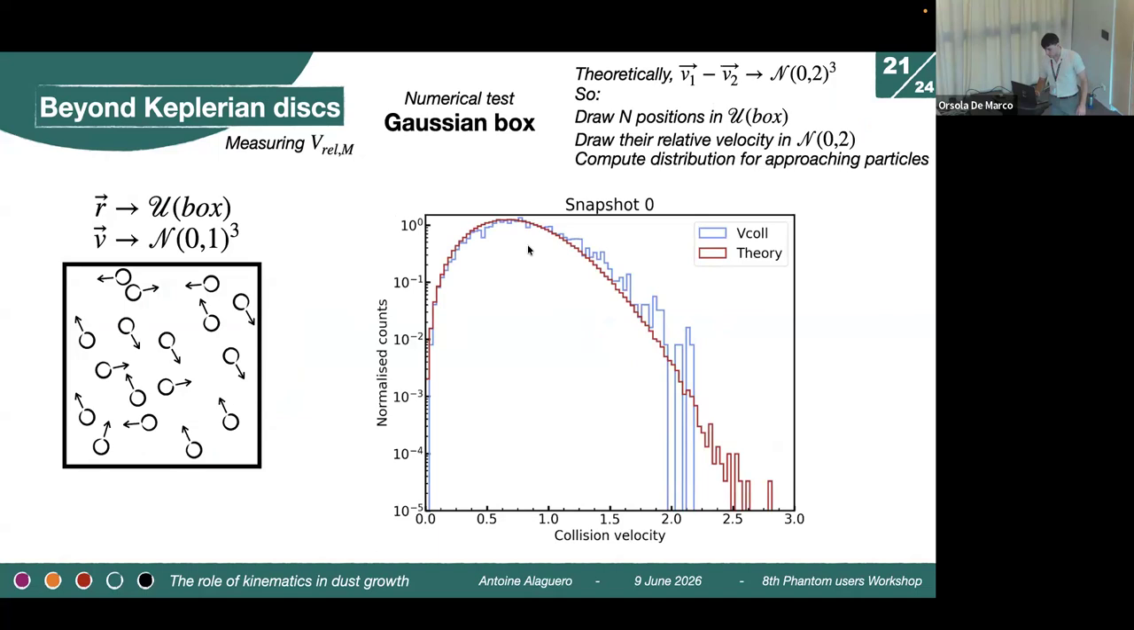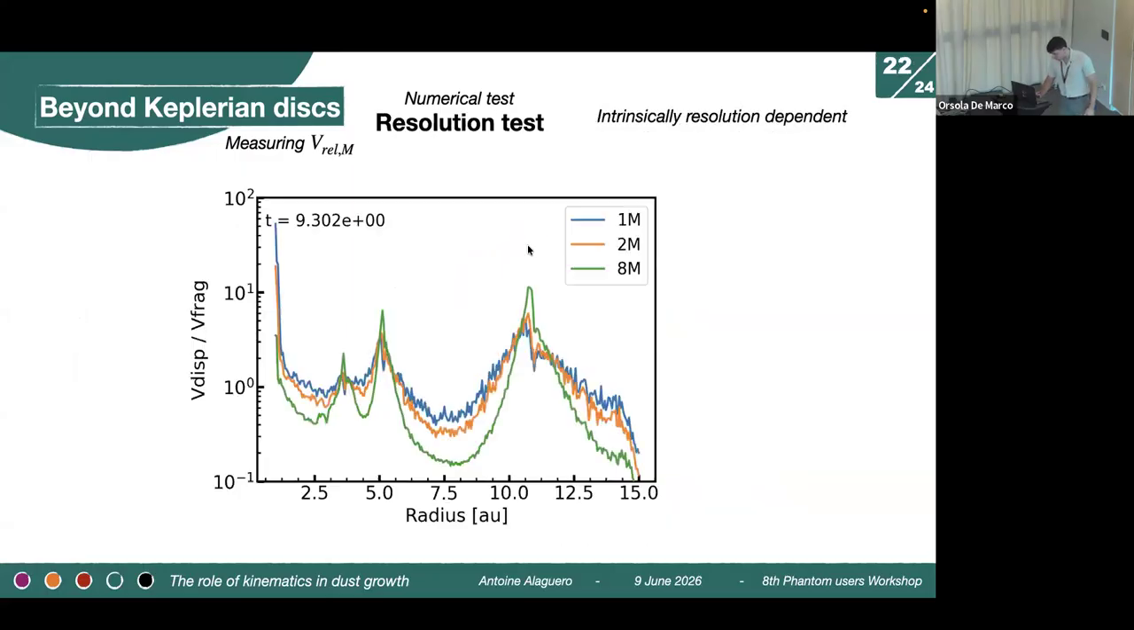What is that giving? I've tested that a bit. I won't detail all the framework of this, but basically theory is a red curve. What the code is measuring is the blue one. This is very low resolution, so you have some errors at high velocity, but basically it's matching pretty nicely. So it's kind of working, but the drawback is that it's a resolution dependent method.